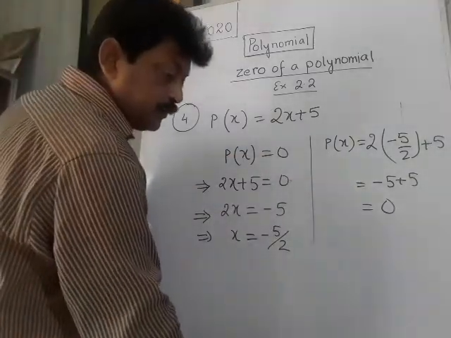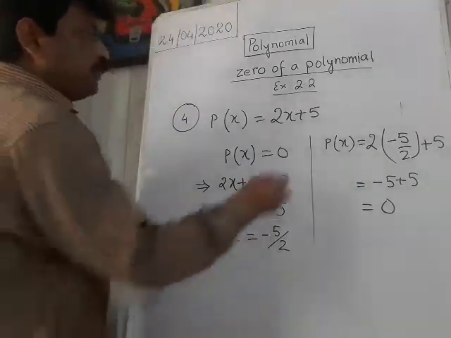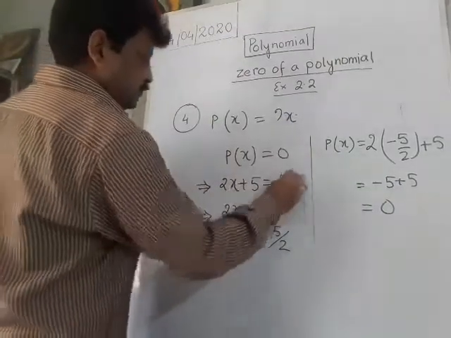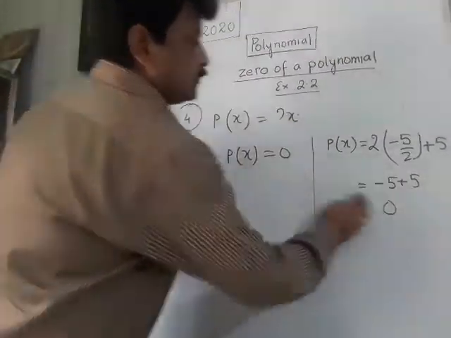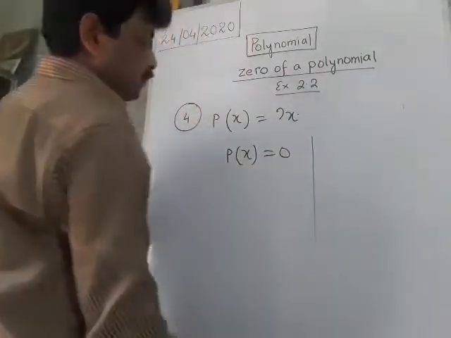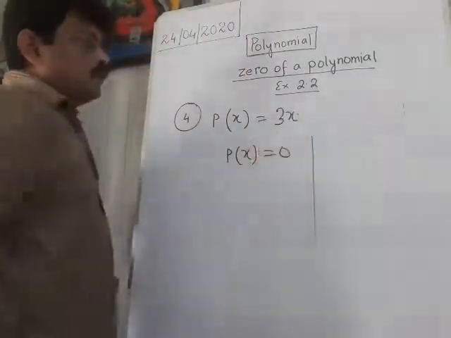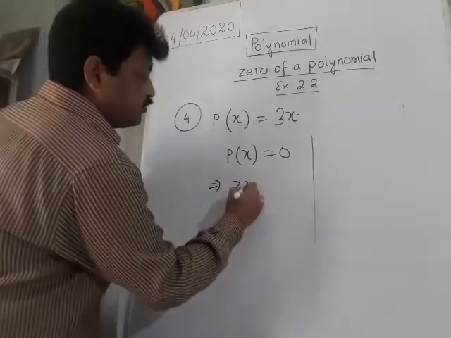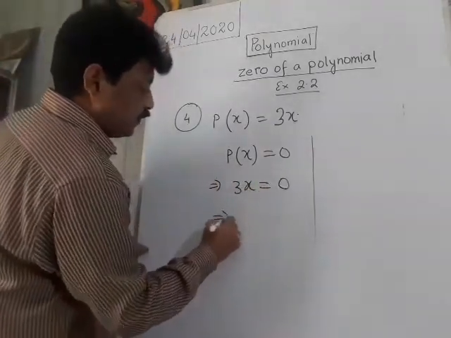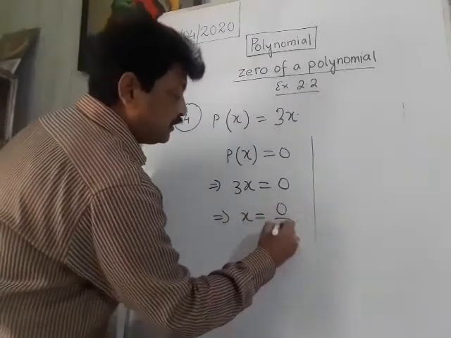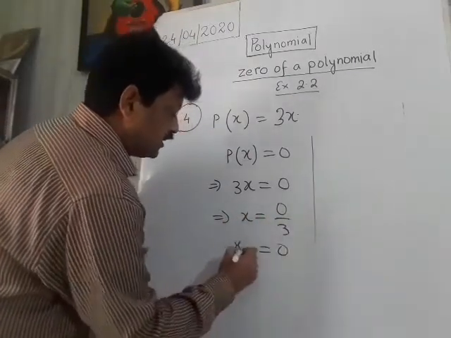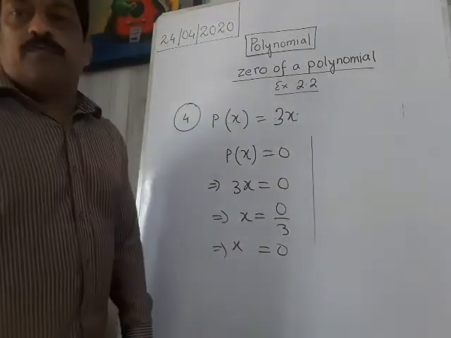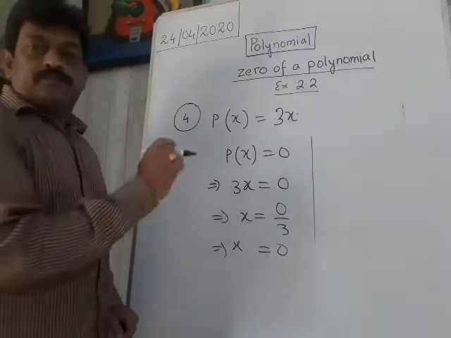Let me give some more examples, like p(x) equals 3x. We have to find the zero of this polynomial. So 3x equals 0, or x equals 0 upon 3, that is 0. We can say that 0 is the zero of the polynomial 3x.